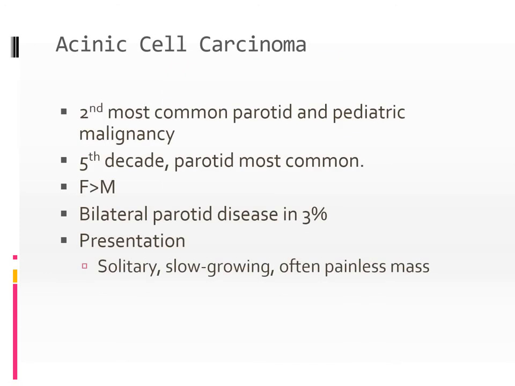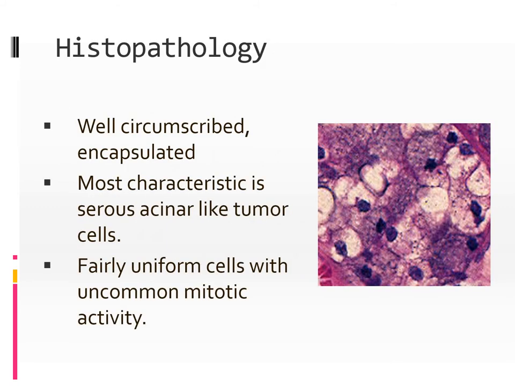carcinoma cells, and hence the name acinic cell carcinoma. This is the second most common parotid tumor and the second most common pediatric malignancy. It occurs in roughly the 5th decade, and the parotid is of course the most common site. Like any other tumor, females are more likely affected, and it also shows bilateral parotid disease, although less common than Warthin tumor. Usually seen as a single slow growing mass, and it is notorious to invade around the nerves, so usually a painless mass. Histologically, you see a very well circumscribed encapsulated mass characteristic of serous acinar-like tumor cells.